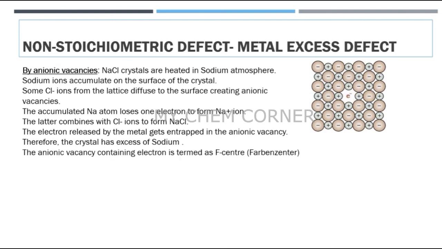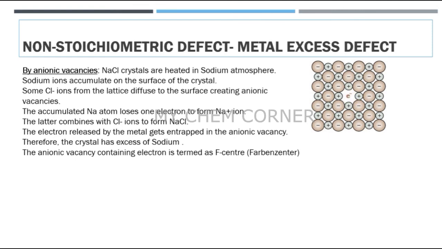Now the anionic vacancy that contains this electron has a particular name, and that's called the F center, or the Farbe center. Now what is the responsibility of that electron? What is the point in that electron being there? When we did salt analysis in practicals in first year, what did we observe?